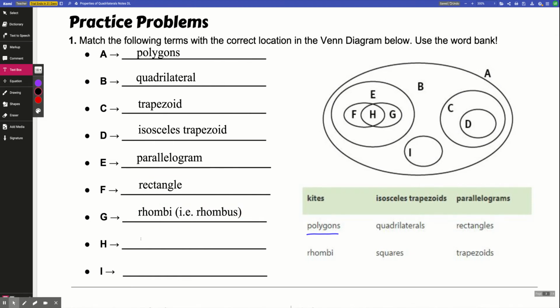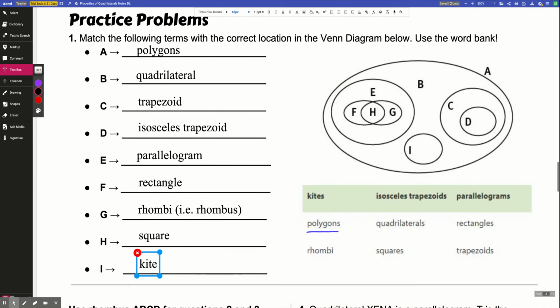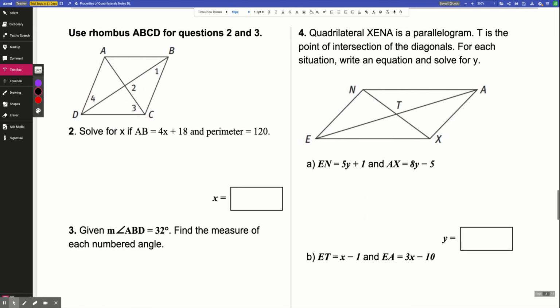Okay, and then H, because it has properties of both the rectangle and the rhombus, has to be the square. Okay, and then my very last one is the only one that I have left, which is a kite, which makes sense, right? Because the kite is kind of off in its own world. It doesn't really have a connection to any other type of parallelogram, or any other type of quadrilateral for that matter. Okay. All right, so let's look at some practice problems.